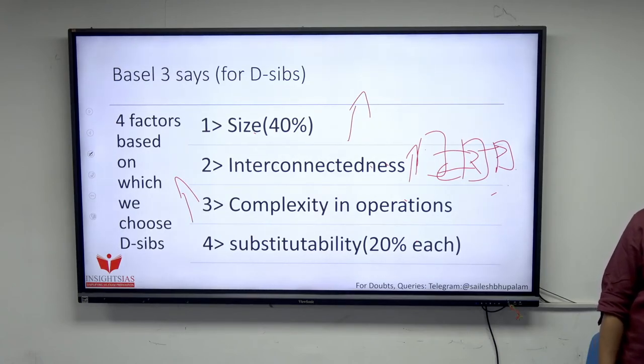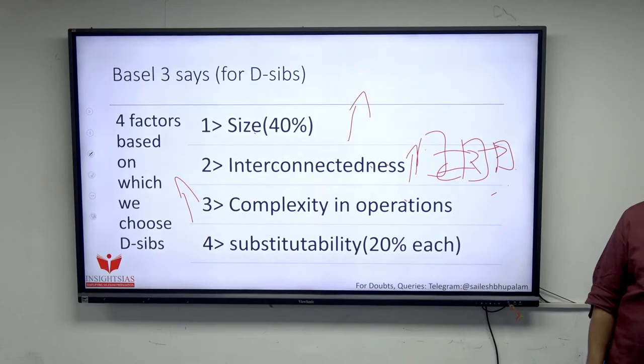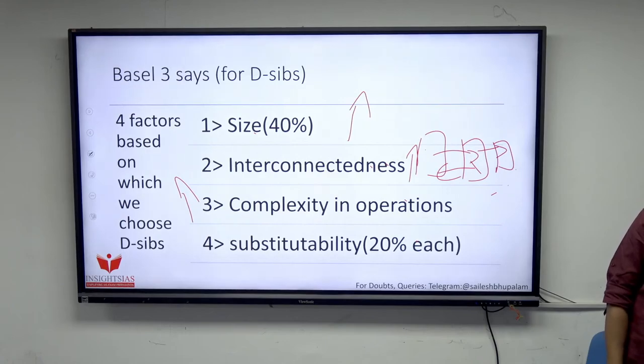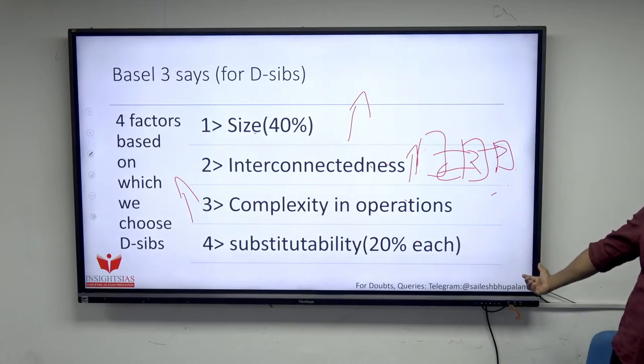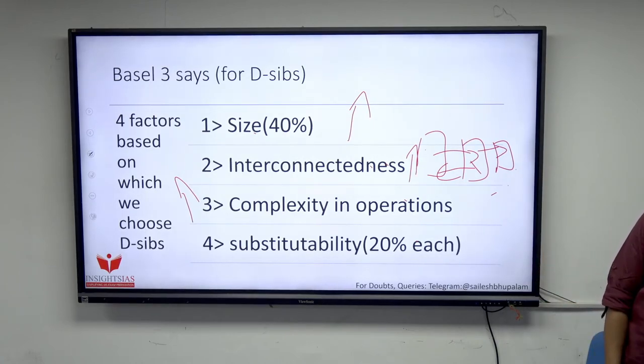You understood the meaning of substituting: it is doing an important function right now. If it fails to do it, we should be able to substitute it with something else. Consider, for example, India has only a single wicket keeper, and this person goes in a BMW and has some sort of accident. Then he is not able to do the keeping, and we don't have a substitute. Then what happens to risk in the Indian team?